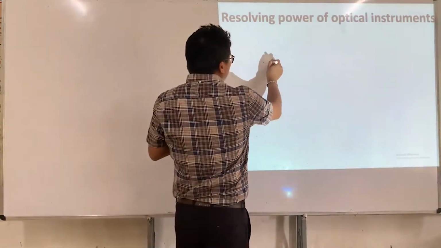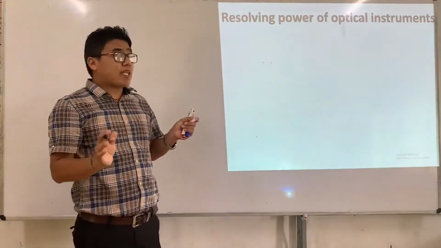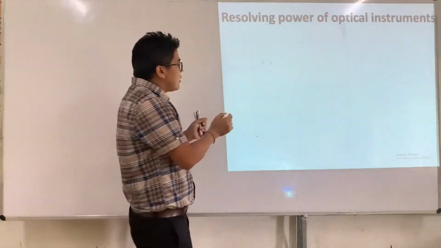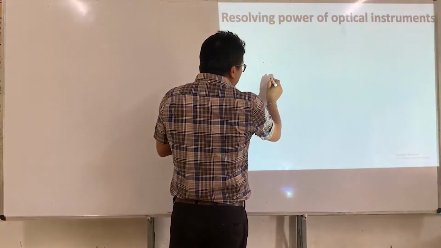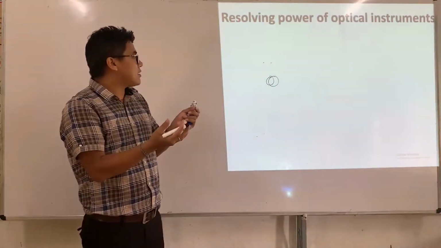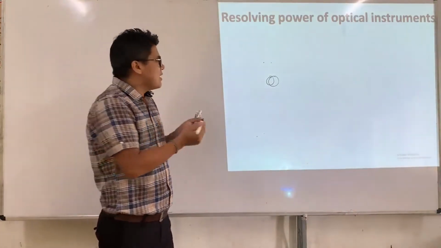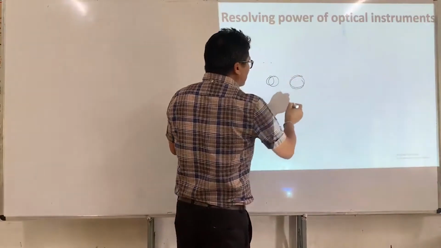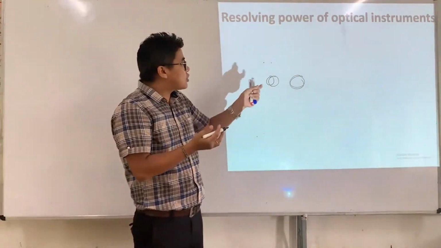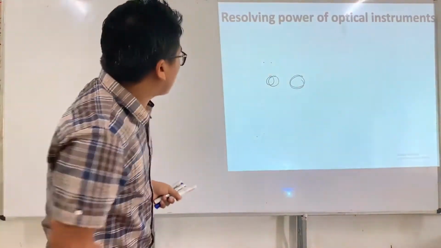So these two points we can distinguish. That means these two points are distinguishable, they are resolved. Now if I do it like this, these two circles are not exactly resolved, but you are able to distinguish them. Now if one overlaps with another like this, we cannot distinguish the two circles, so therefore it is not resolved.